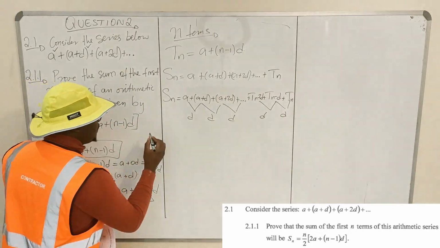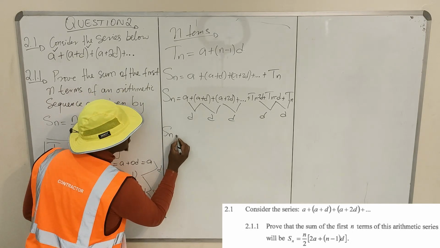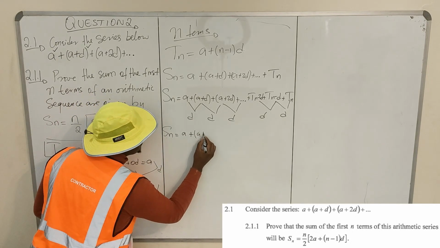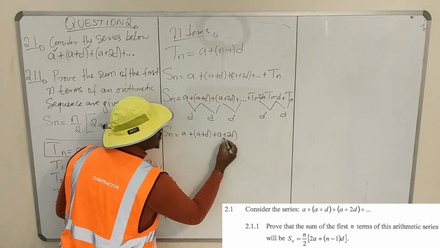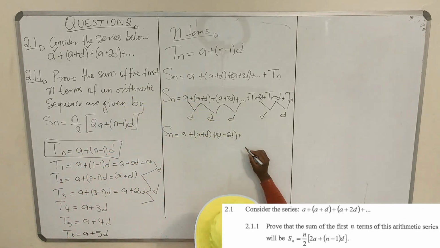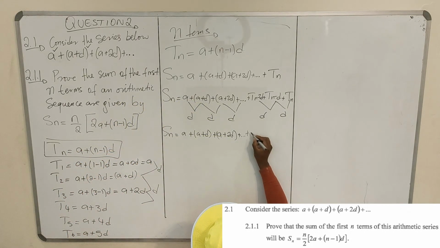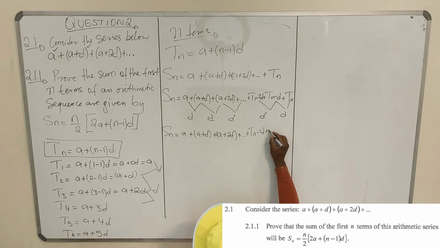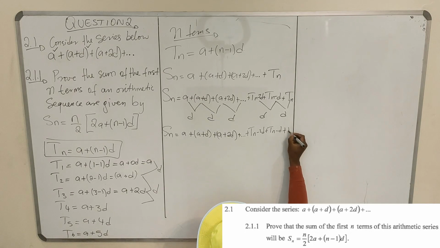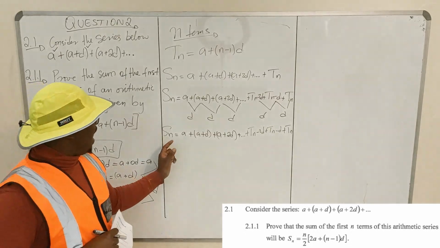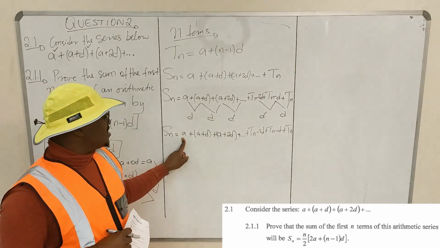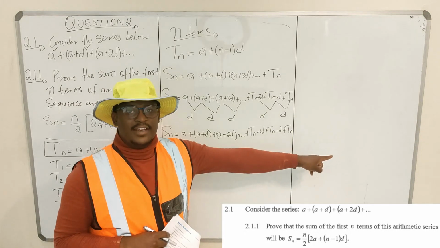So, in short, we can say the sum of n terms is equal to A plus A plus D, plus A plus 2D, plus, let's say, other terms in between, plus Tn minus 2D, plus Tn minus D, which is the term before the last term, and then Tn, the last term. So now we added the terms of this sequence from the first term up until the very end.